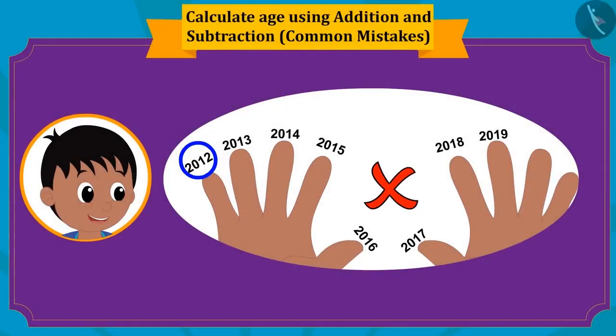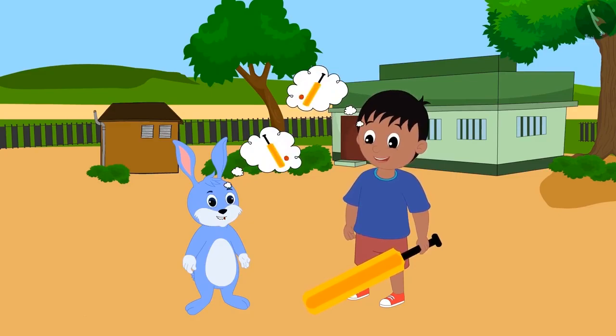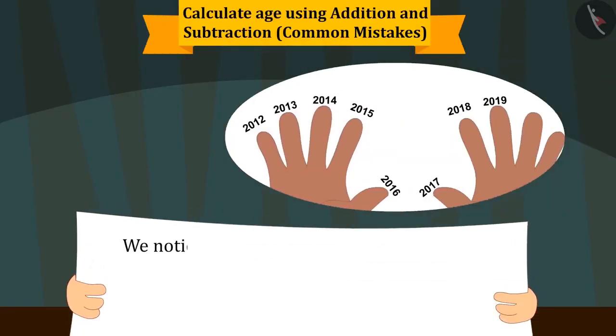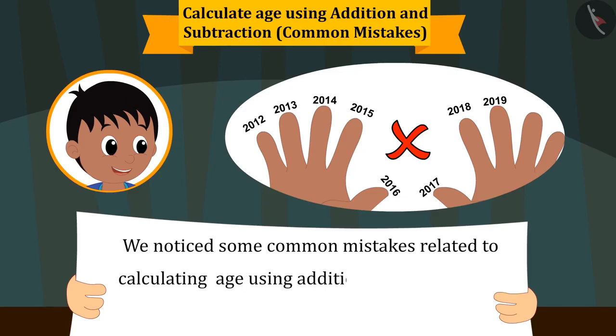Raju understood his mistake. And now, Raju and Bunny decided to play cricket together. And all children started playing cricket together. Kids, so today, we noticed some common mistakes related to calculating age using addition and subtraction.